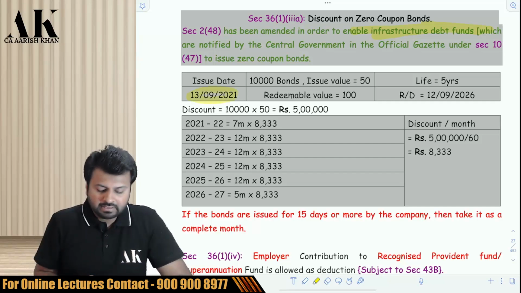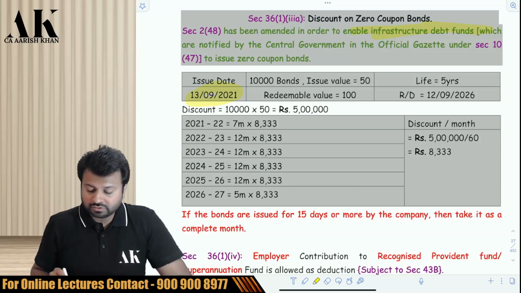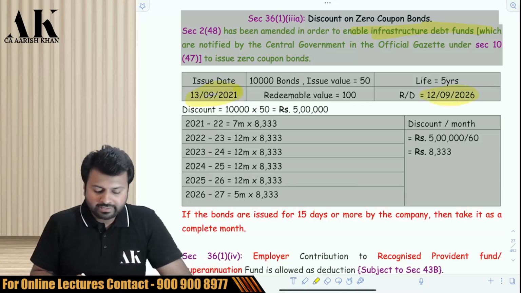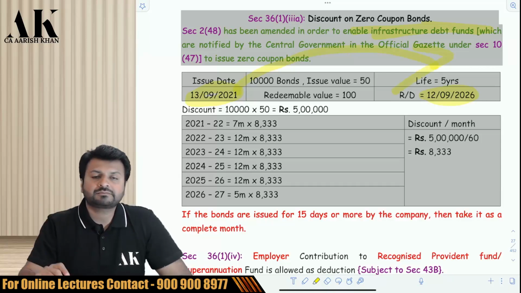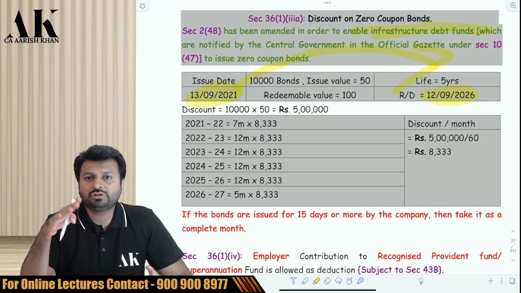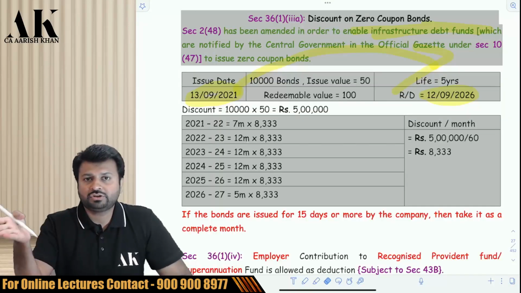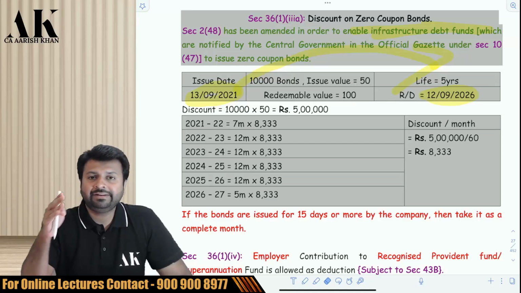Like in this example, if your issue date is 13 September 2021 and if your redemption date is 12 September 2026, that is after 5 years, then from this date to this date, you compute months. In that also, if there is a part of the month, that is the month is not complete, then if there are 15 days or more in that month after the issue, then you take that as a complete month. And if there are less than 15 days in that month, then you have to ignore that month.